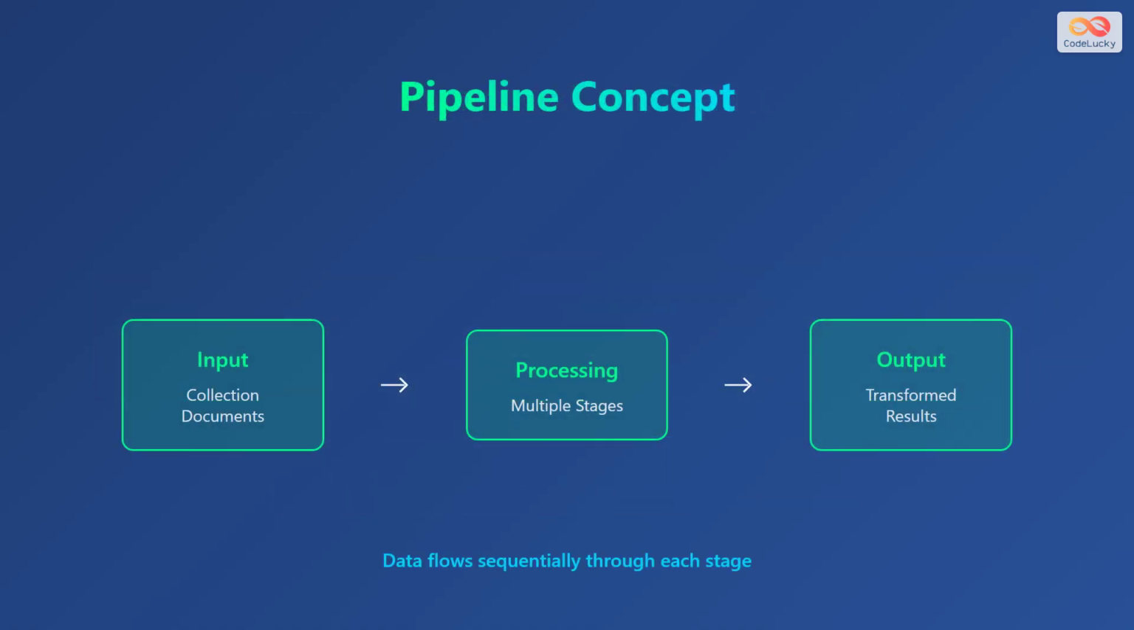Let's break down the pipeline concept. Imagine a flow where your MongoDB collection documents enter as input, then these documents go through a processing stage with multiple steps where transformations happen, and finally you get transformed results as output. The data flows sequentially through each stage, allowing you to shape and analyze your data in a structured way.